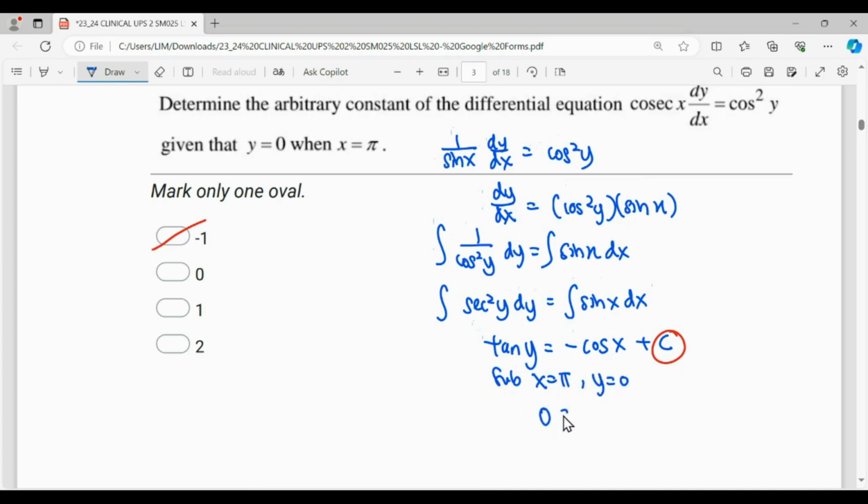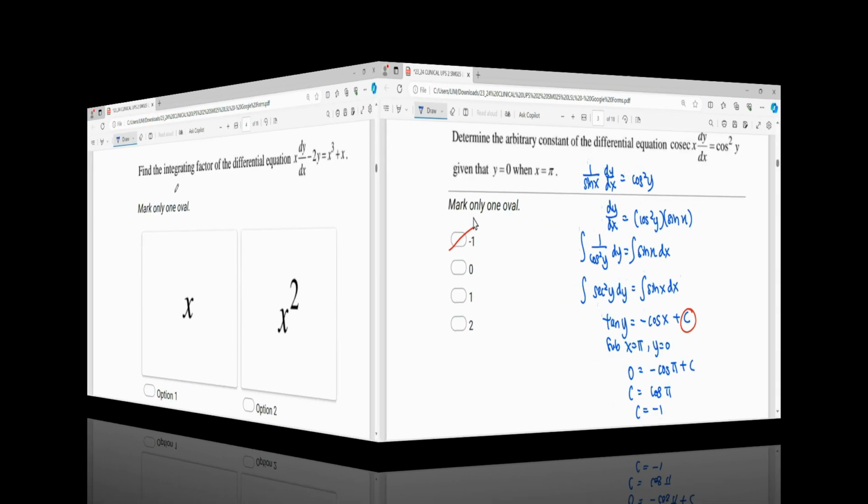So tangent 0 equals 0. Then negative cos pi plus c. So c is equal to cos pi. So c is negative 1.